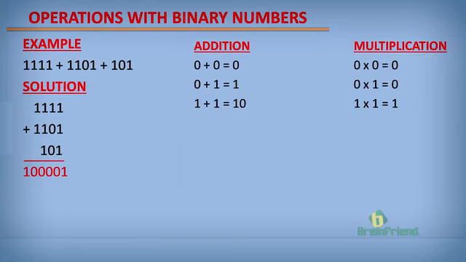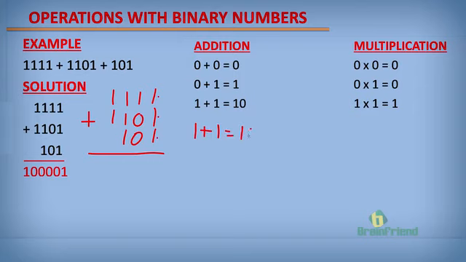Now for example 2, we have 1111 plus 1101 plus 101. Add up the 3, so we have 1 plus 1 plus 1. Now there's no identity for 1 plus 1 plus 1, but we know that 1 plus 1 is equal to 10, right?